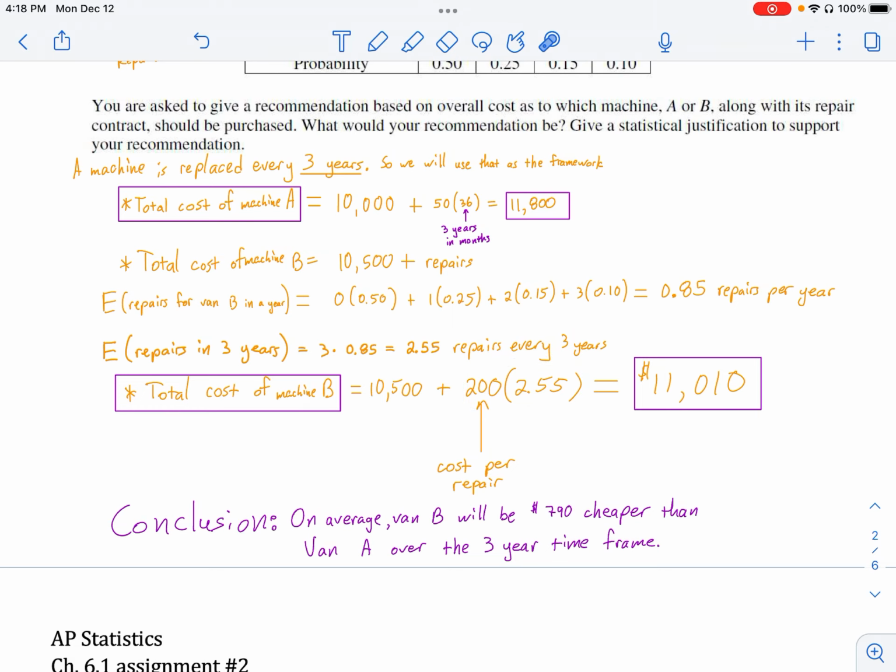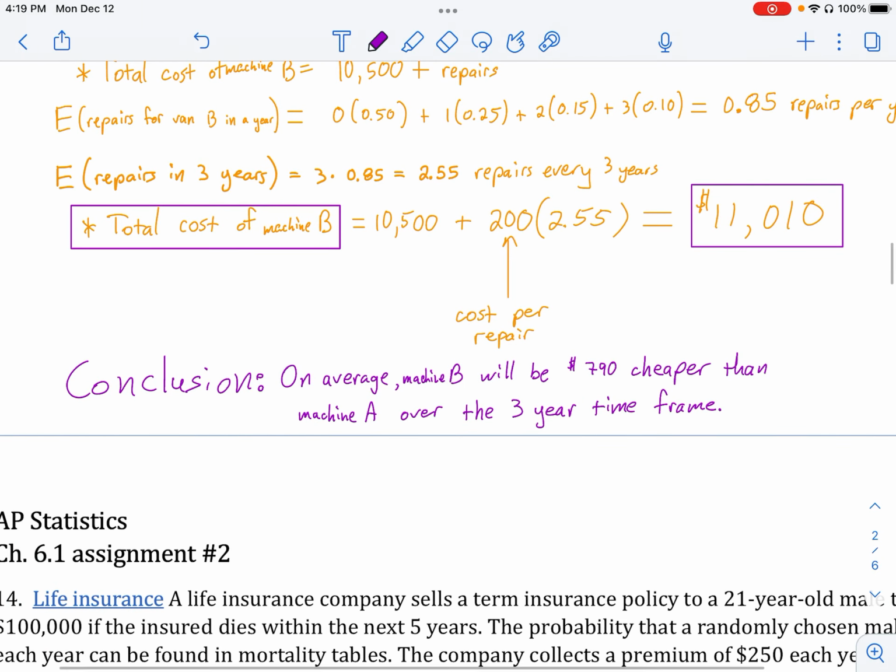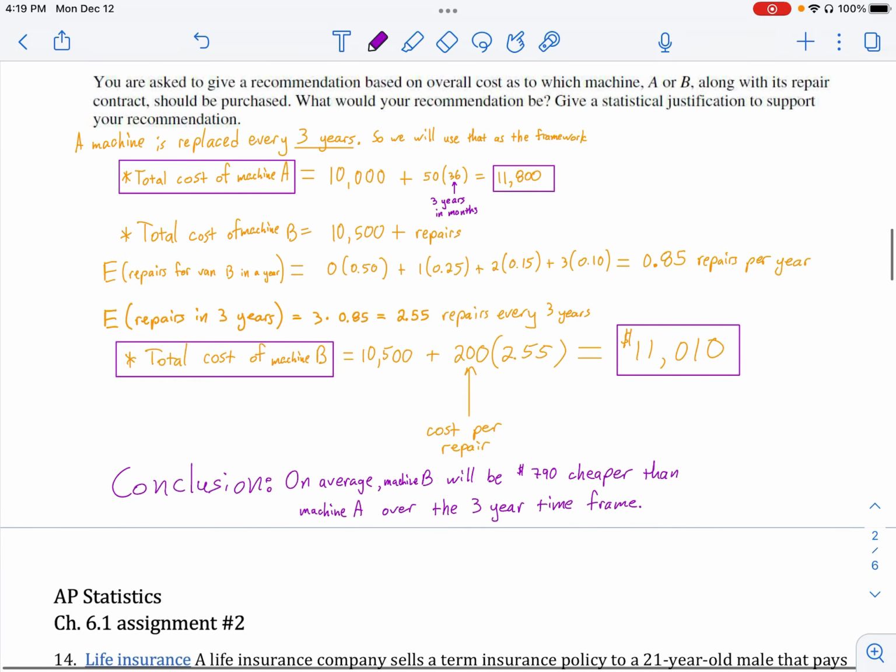So here's the total cost of each machine. And I got to get rid of these. This is really bothering me. Machine B, machine A. Okay. So machine B will be cheaper. How much cheaper? $790. Take this minus this, and you get $790. All right, that's the end of the first lesson.